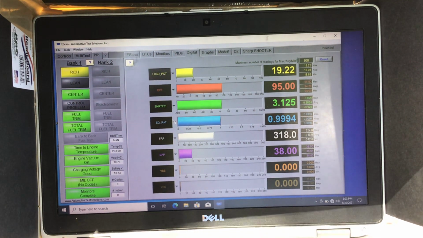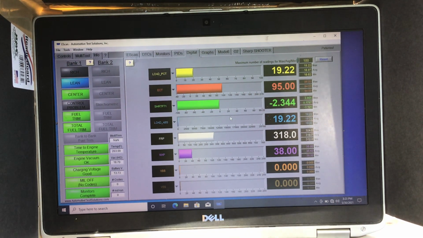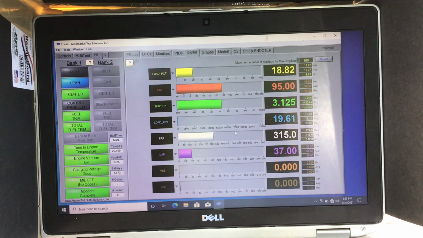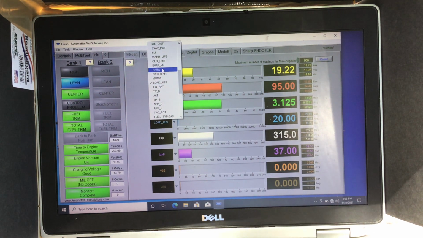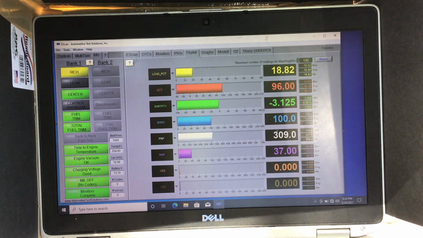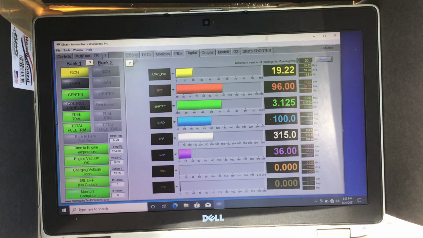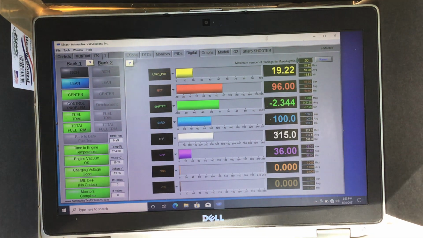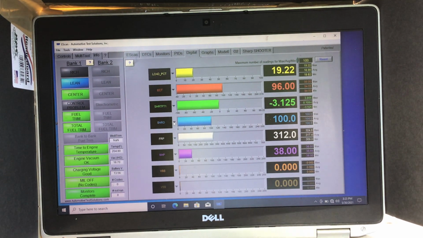Okay, let me see if I can get any more PIDs. Vehicle power, load absolute load. Okay, 19.61 on the absolute load. We are idling. This is all captured at idle. I'm not putting this under any load. Baro, 100%. We are in Cupertino, California. I don't know the sea level. You can Google the sea level there. But that's about 100 kilopascals. Basically atmospheric pressure.